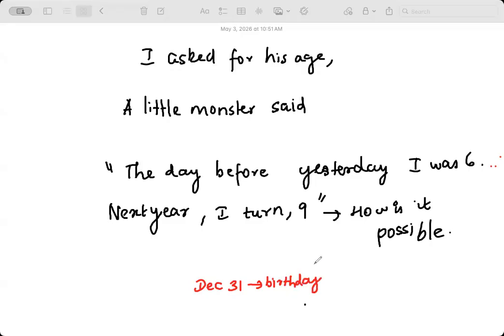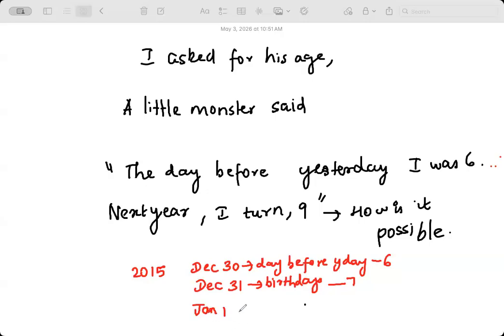Okay. Now, see, the day before yesterday, December 30th, he was 6 and he turned 7 on this day. Let's say this is 2015. Now what happened? When was he asked? He was asked on January 1st. I was asking the monster the age on January 1st.